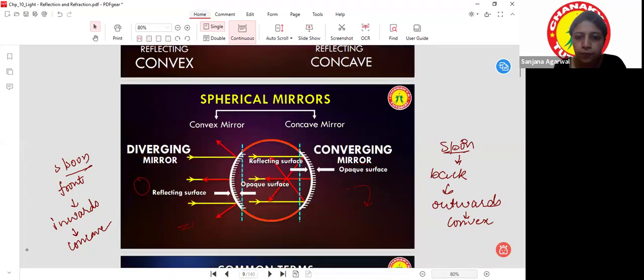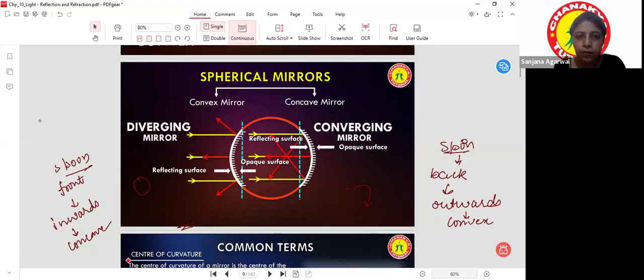Moving ahead. So we have two types of mirror based upon the identification or recognition of mirror on the basis of the inward and outward surfaces. The convex surface is also known as a diverging mirror, and the concave surface is also known as a converging mirror.